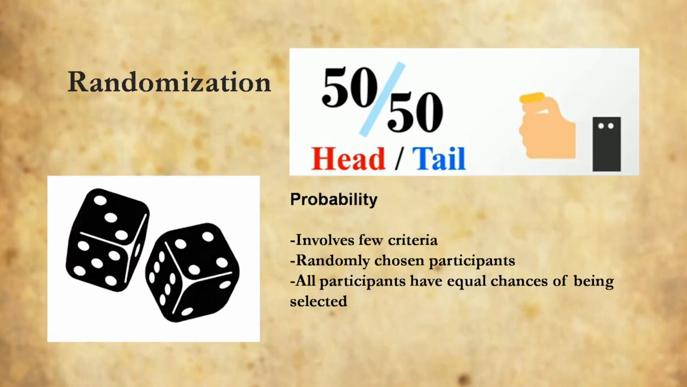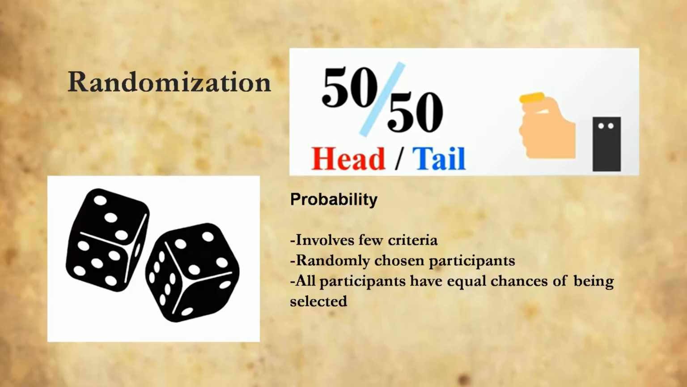There is another term we need to understand, which is randomization. Randomization means, suppose we flip a coin. A coin has two sides, head and tail, and each side has equal probability of being selected. If we roll a dice, each side of the dice has equal possibility, that means a 1/6 possibility for each side to be selected. And that is the main fundamental concept of probability sampling, randomization.